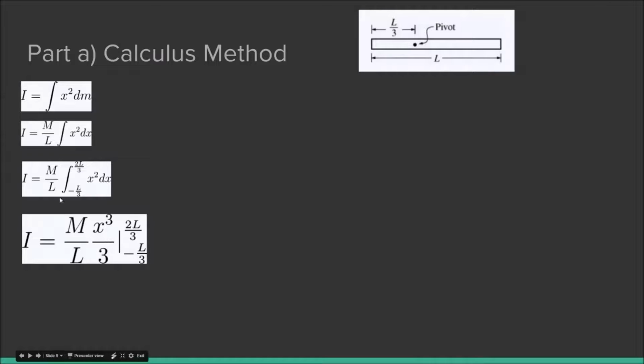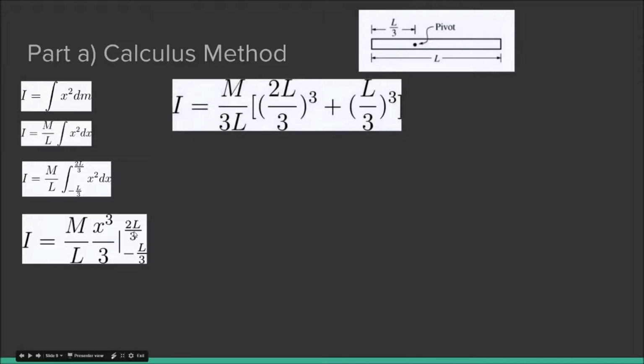We have our m over L, which was outside the integral earlier, and we have our two limits of integration to be evaluated at. And we know that this symbol means that we're going to plug in 2L over 3 for x and negative L over 3 for x and subtract them. So since this negative L over 3 is going to stay negative when it gets cubed, we can say that 2L over 3 cubed minus negative L over 3 cubed is going to be a positive. That's why this is a plus right here.